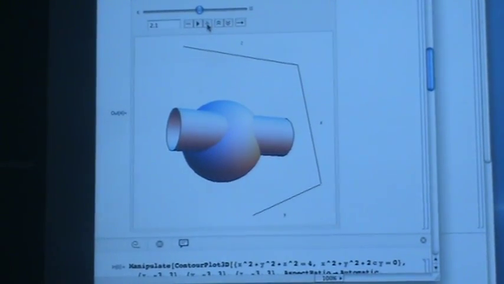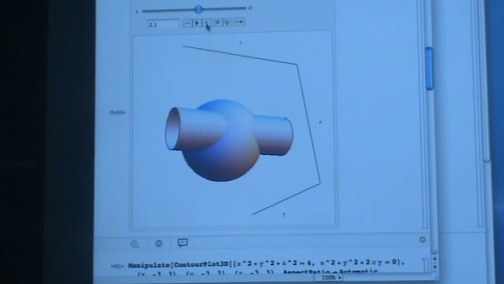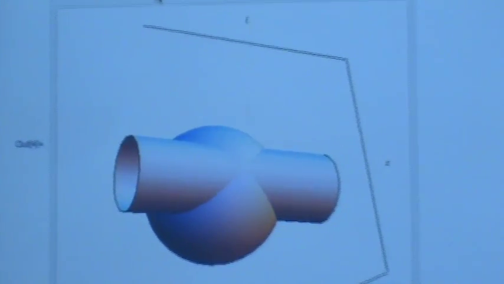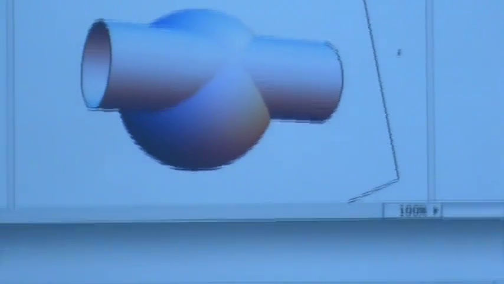Wait, not slow enough. Too fast. Back, back 10. It switched already. Go to 2.0. I think that's what we want, right? Yeah. It's not 2.0. There it is. There we go. And there's the X.